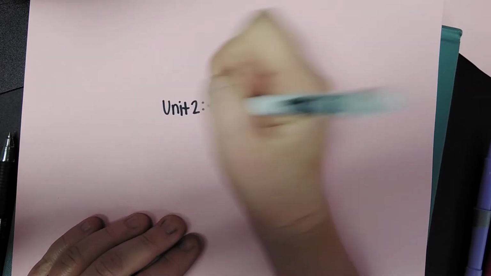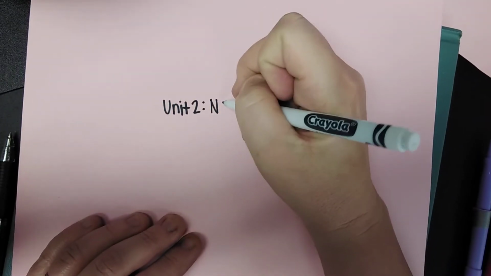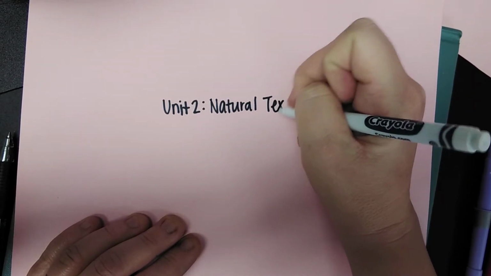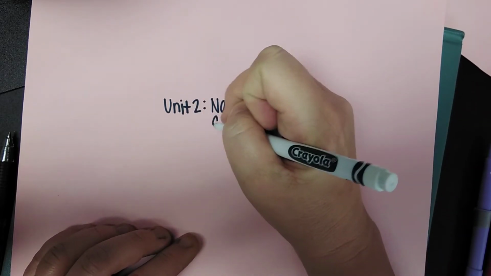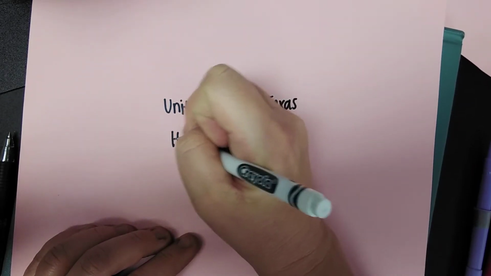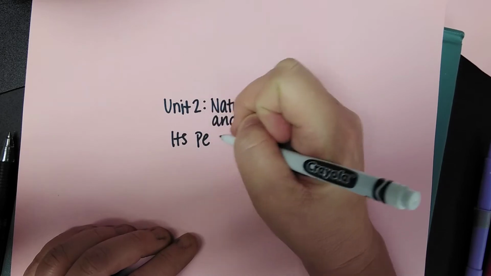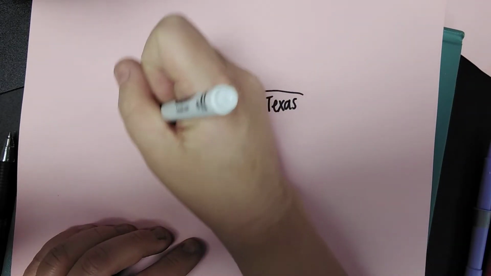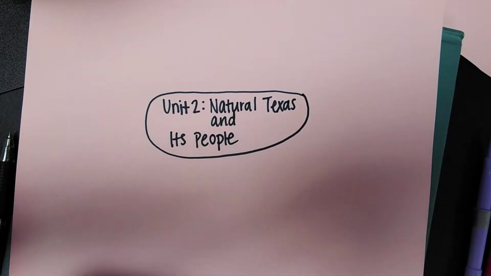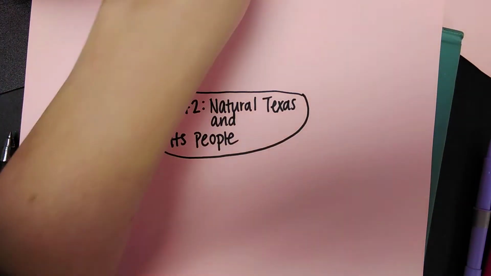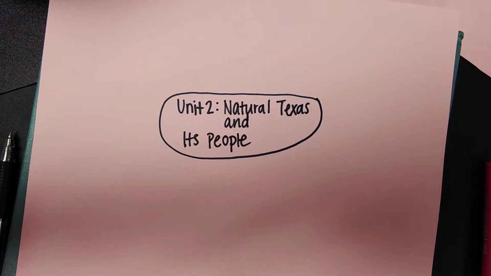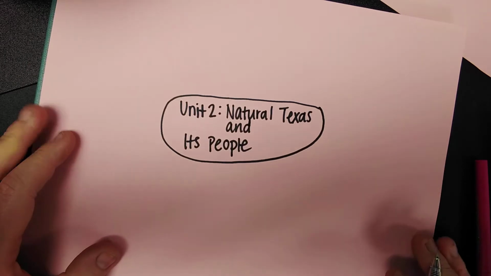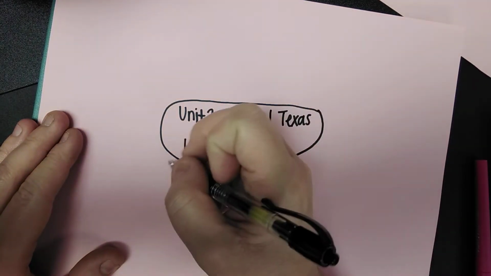This is a create your own study guide for Unit 2, Natural Texas and its people. I am going to use colored pens on here, but it really doesn't matter. However you want to write this, just as long as you get all of this information and you're ready to go for our test. So, we talked about 3 major concepts.